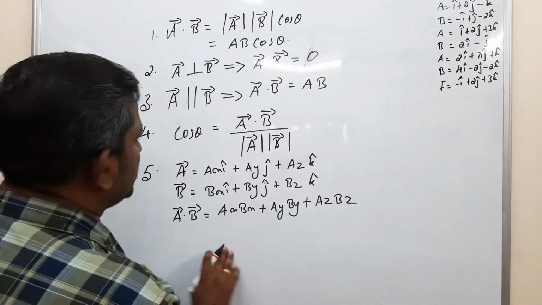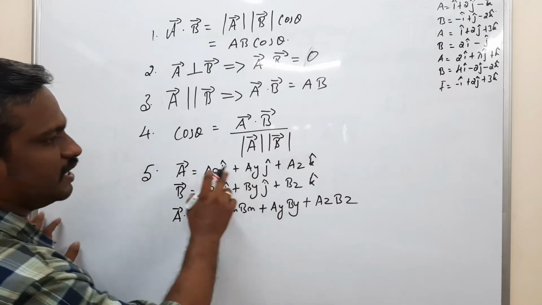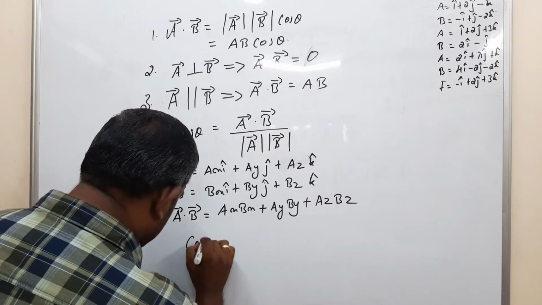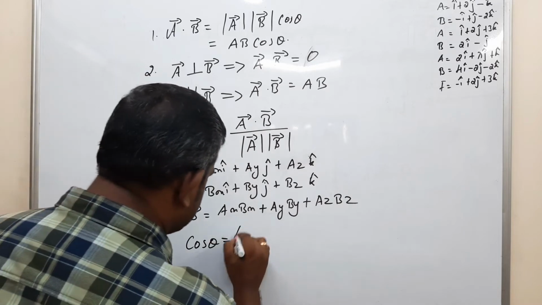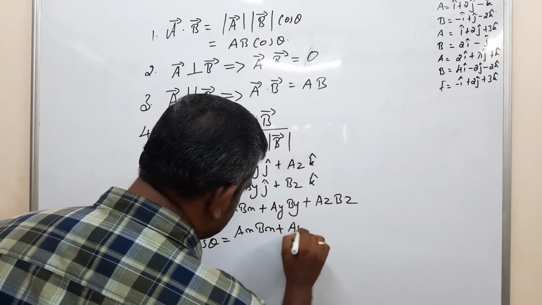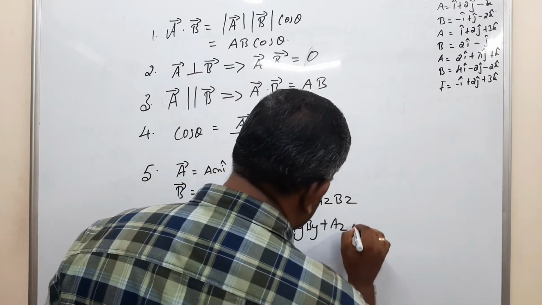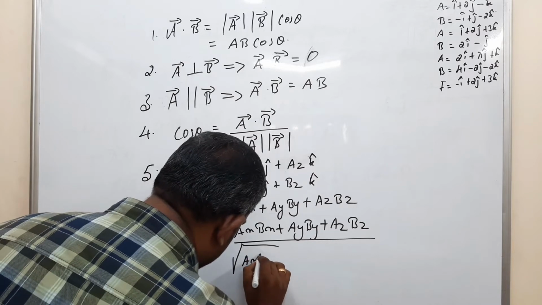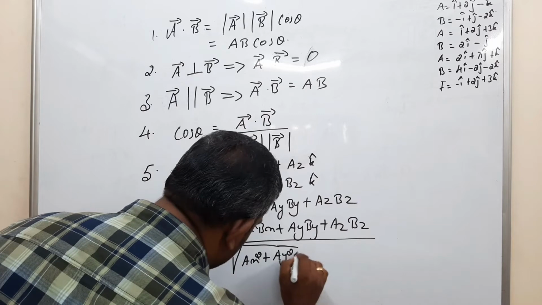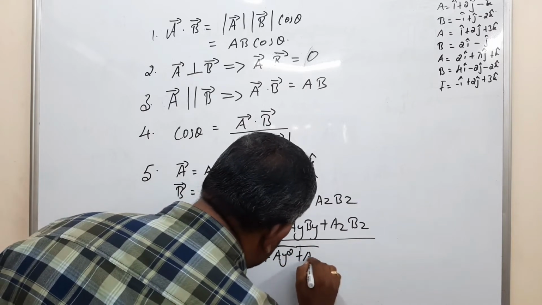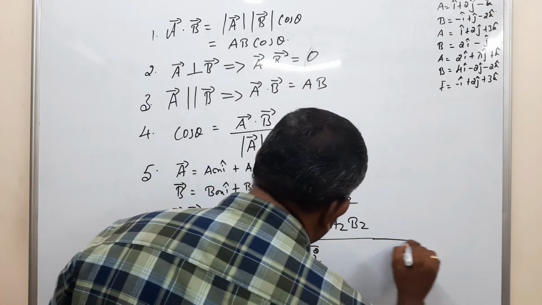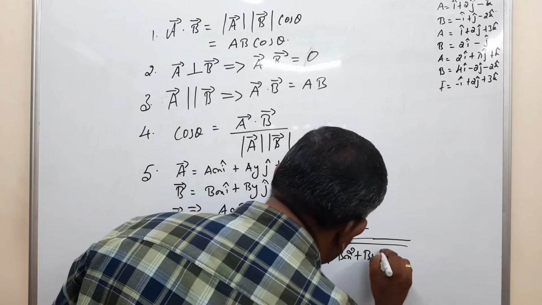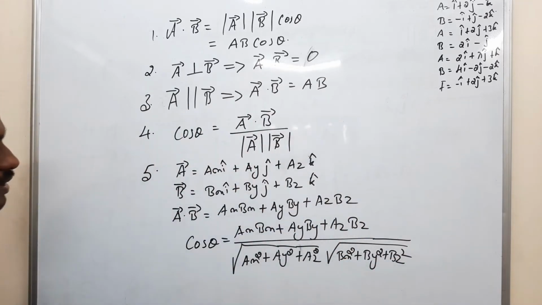So what is the angle between the two vectors? If the vectors are given in rectangular component form, cos theta is equal to A vector dot B vector, that is Ax Bx plus Ay By plus Az Bz, divided by the square root of Ax square plus Ay square plus Az square, into the square root of modulus of B vector, that is Bx square plus By square plus Bz square. That is the formula.